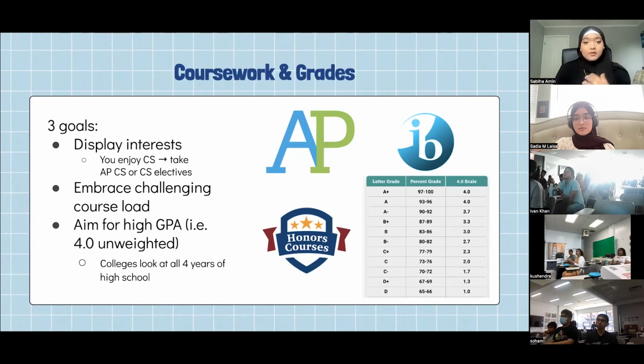Being able to take a multidisciplinary load of these courses and being able to do well within them is really important for colleges to see, just so they can see that you can handle the rigorous coursework. And generally just aim for a high GPA, like 4.0 unweighted, but of course talk with your school depending on what their weighting system is. Some schools have a different scale according to whatever courses that they offer.